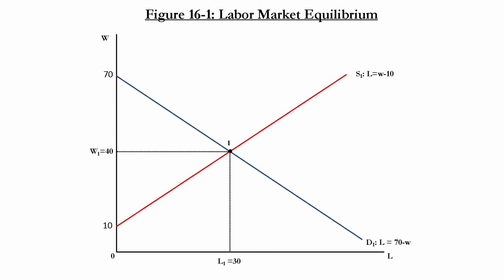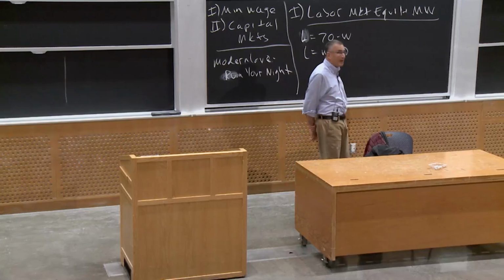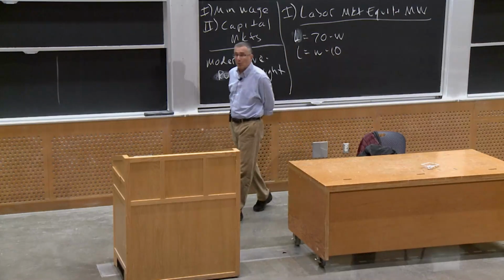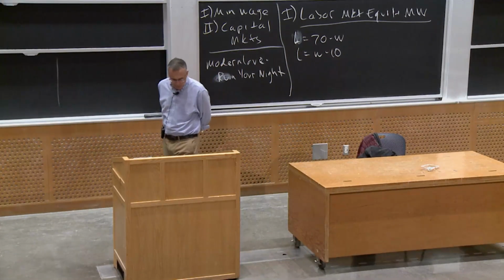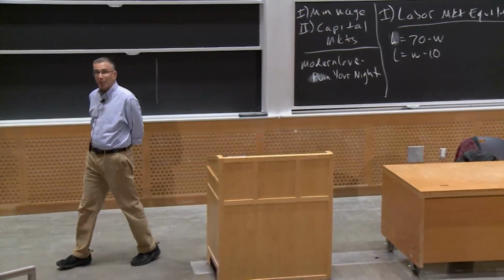So to solve for equilibrium, we simply set those equal. We know how to do that now. And you find the equilibrium is at 30 units of labor with a wage of 40. That's the point at which firms are happy to hire workers and workers are happy to work. So it's the same kind of equilibrium as goods markets. Now it's just in a factor market.